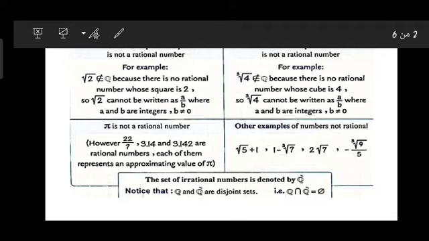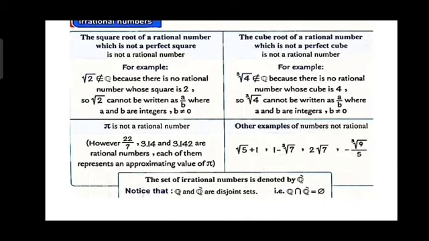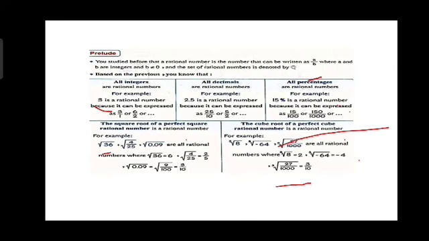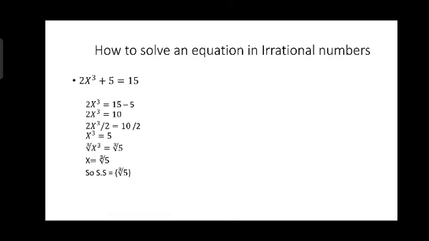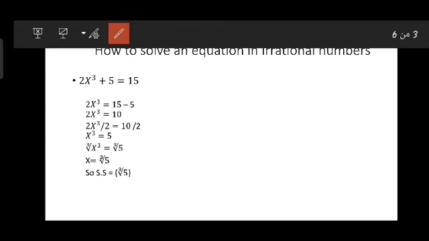So we know that the set of irrational numbers is denoted by Q dash. Notice that Q and Q dash are disjoint sets, so Q intersect Q dash equals phi. After that, we learned how to solve an equation in irrational numbers.